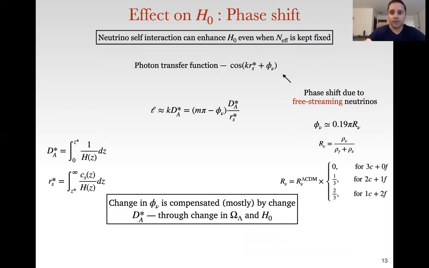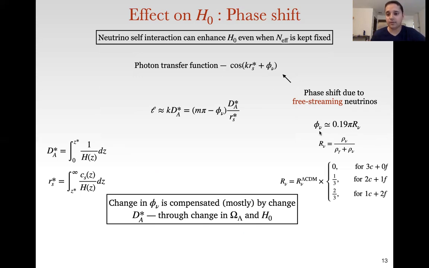So let's talk about the Hubble constant. Neutrino self-interaction can enhance H0 even when N effective is kept fixed. This can be understood by the phase shift due to the free-streaming neutrinos in the photon transfer function, which is given by this phi nu.